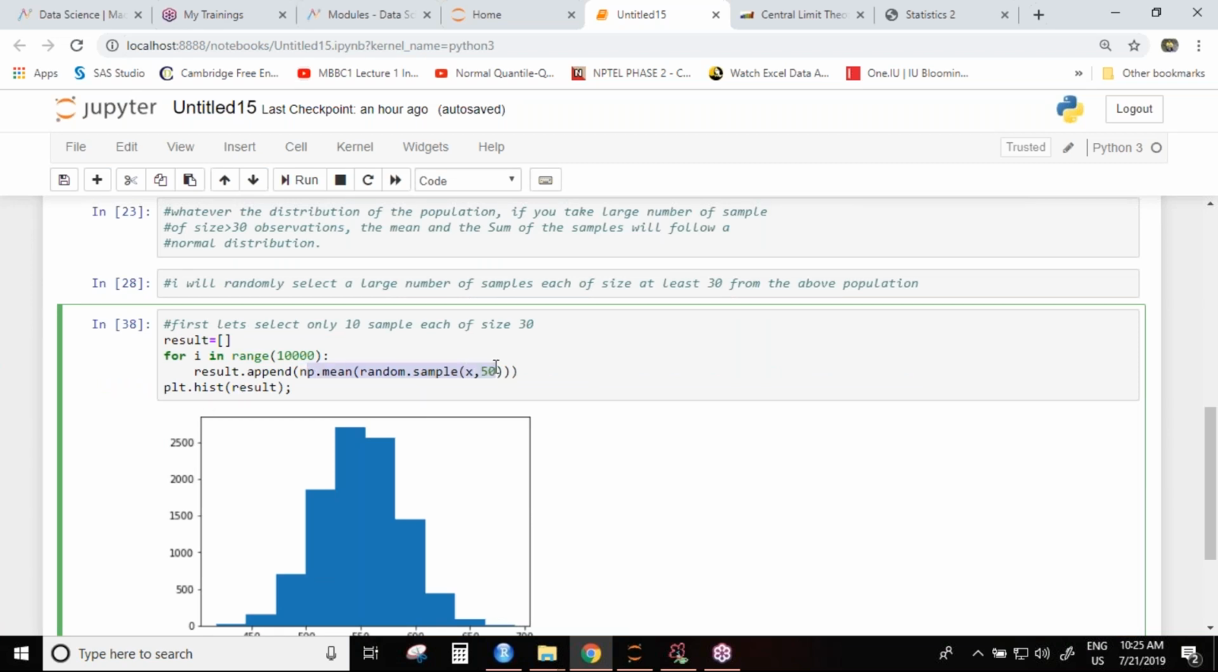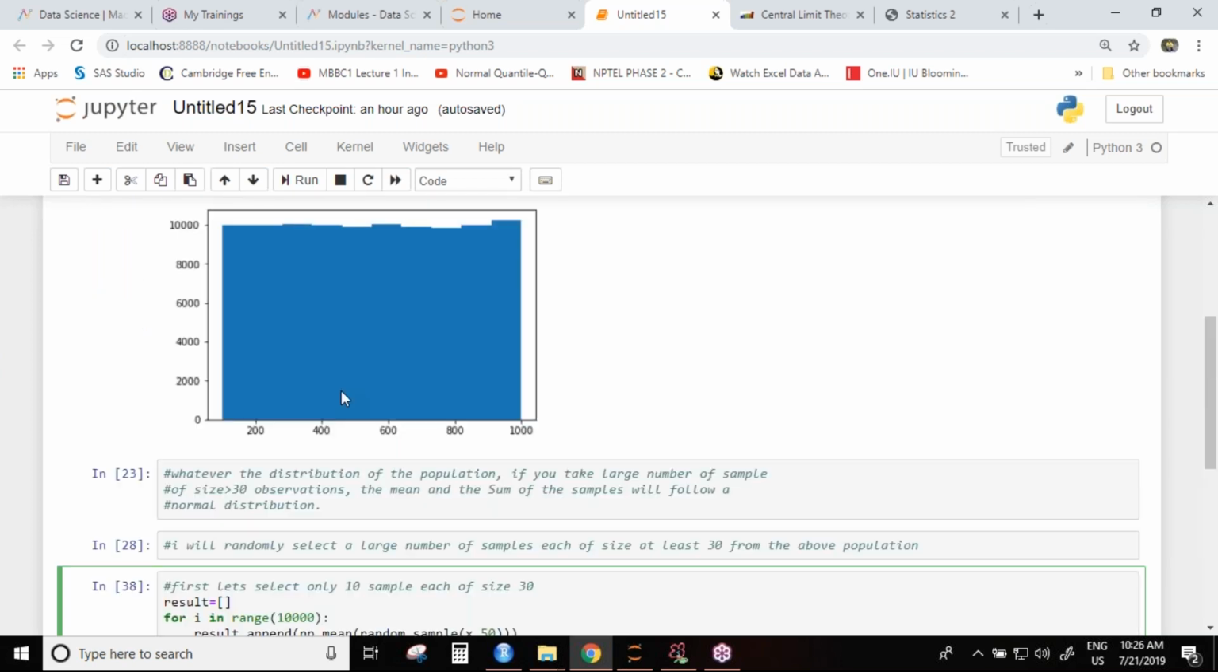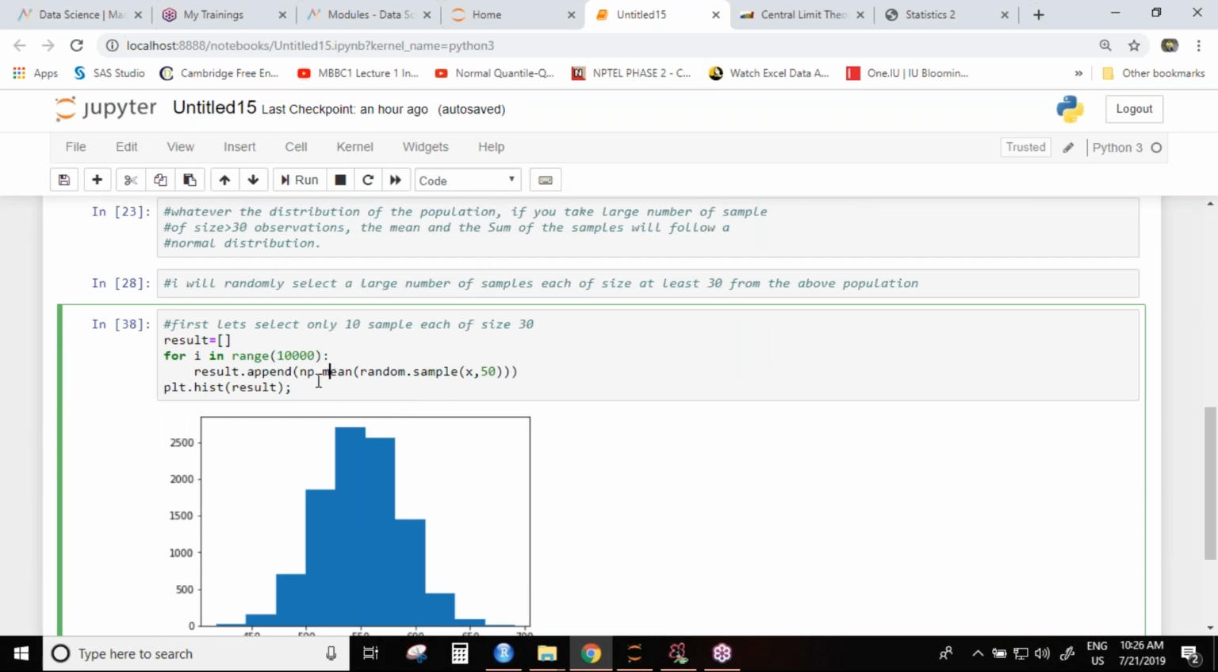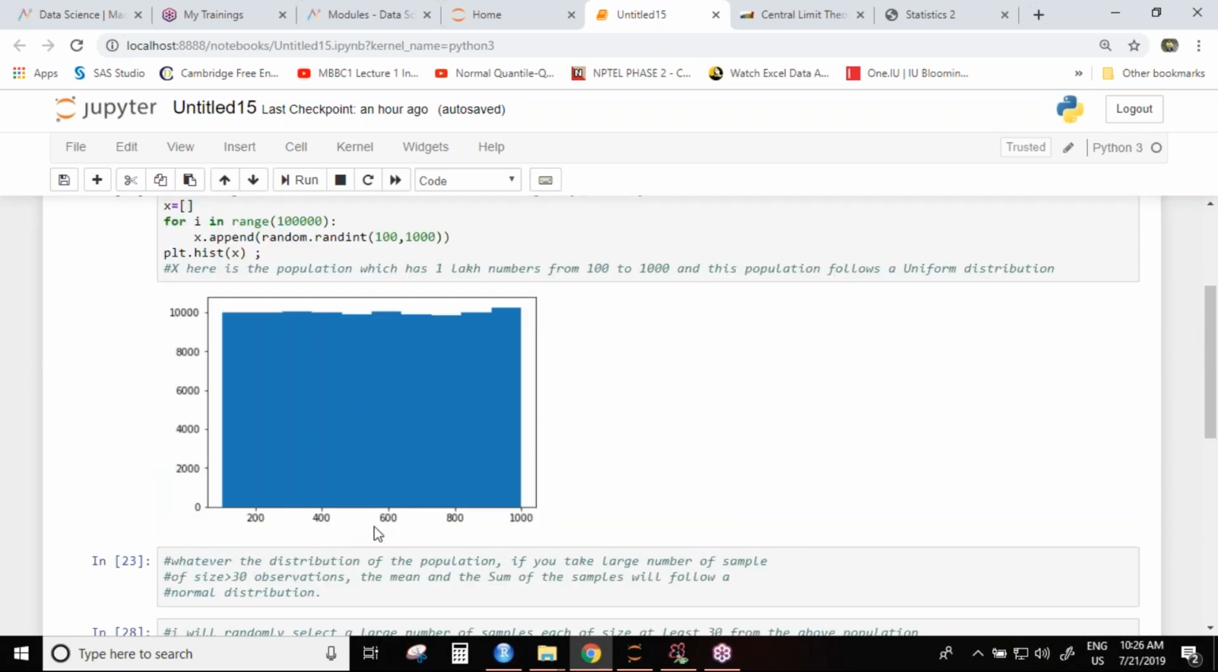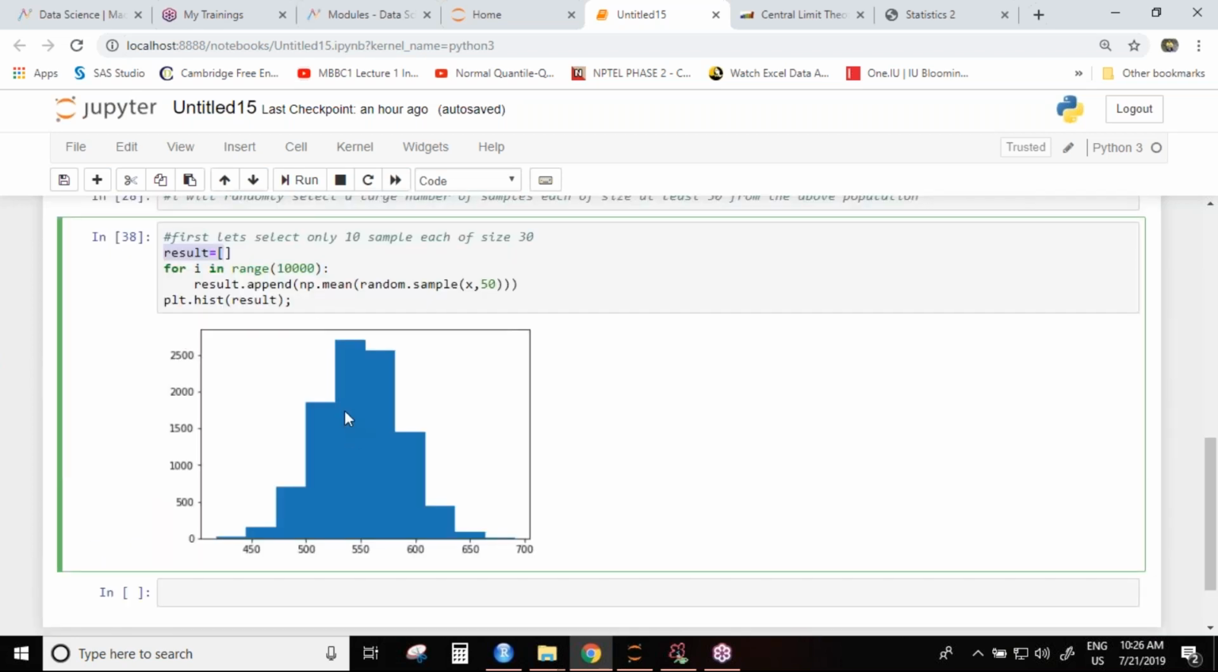So I'll get one number in the first iteration, and that one number will be appended to result. Now the second iteration will start again. 50 random numbers from here, and the average of those 50 numbers will be calculated and added to result, and this will go on 10,000 times. So finally my result will be 10,000 numbers. Each number will be the average of some sample. And then I plot that result.